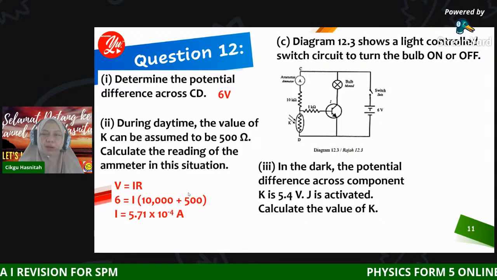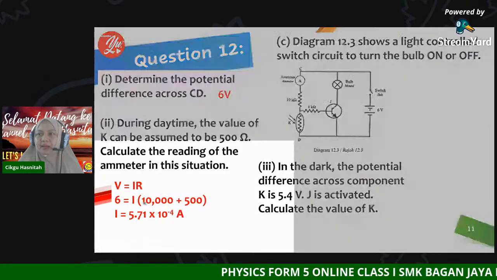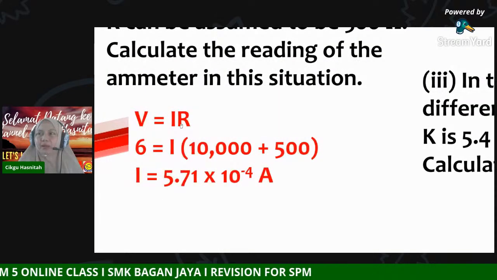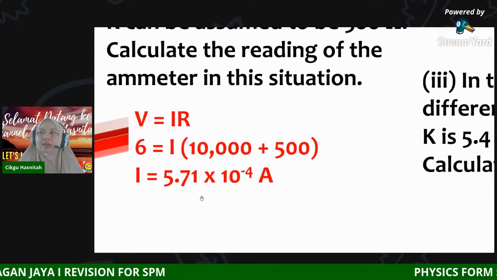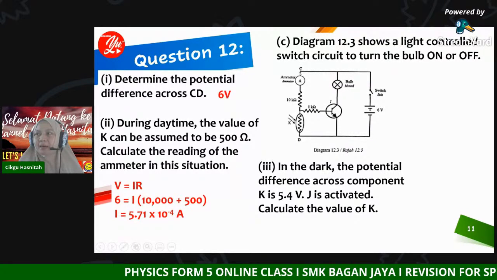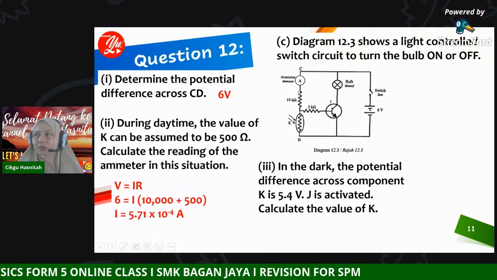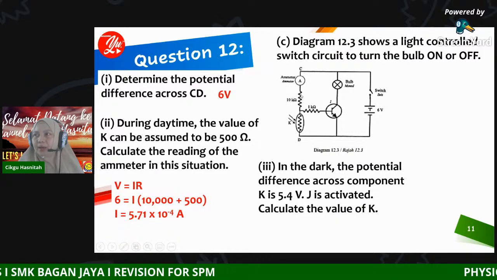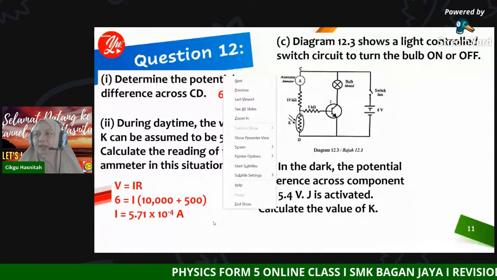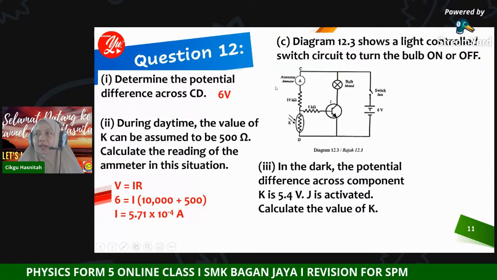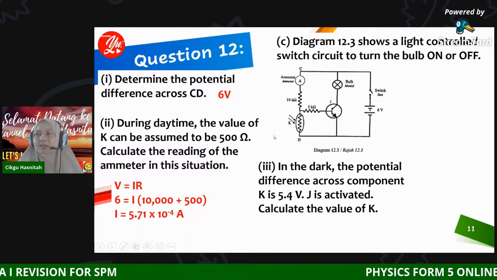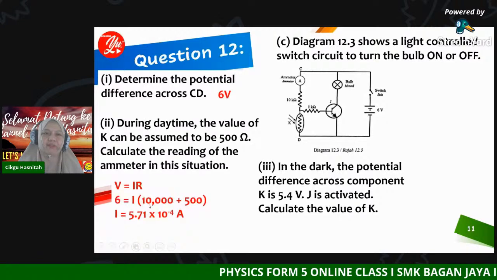Okay, so this is the formula we can apply. In order to find the reading of the ammeter, you can use V equal IR, so we refer to junction CD. In CD, the ammeter is connected in series with this resistor 10 kilo ohm and also with this K. So the total resistance is 10,000 ohm plus 500, which is 10,500 ohm in junction CD.